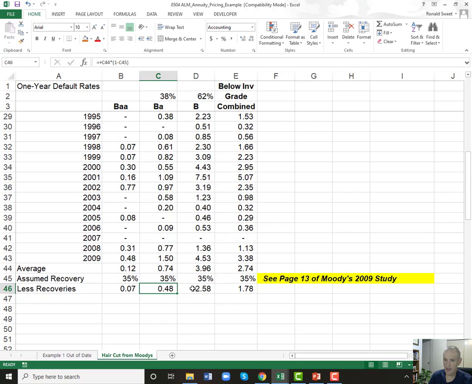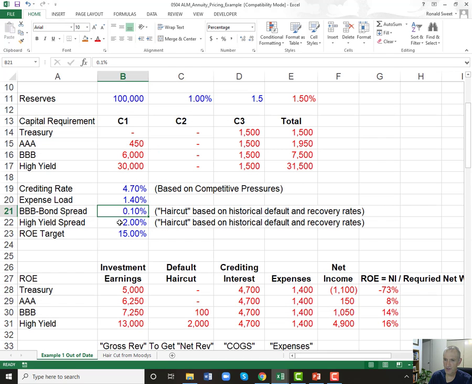And so if you look at this over time, triple B, it's like 0.7%. So that's what you can lose on average. You look at historical. You get some years where no one defaults, but you get some really bad years. Obviously, the 2008 crisis, you had some really high defaults. But on average, it's about 10 basis points. And then below investment grade, it's like 1.78%. So we're using 0.1% and 2% just based on that history.